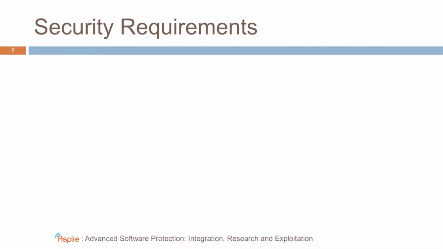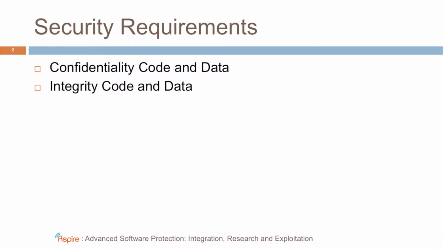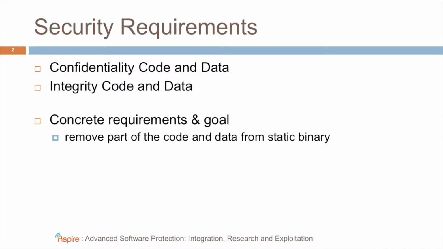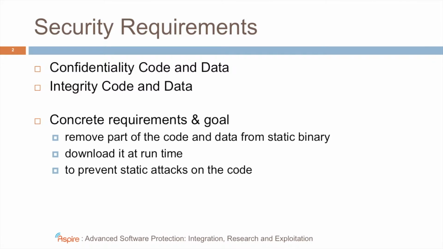In this case we focus on the security requirement of confidentiality of code and data, and also integrity of the code and data in a program. In this case, data refers to statically allocated data that's normally present in the binary. Concrete requirement and goal is that we want to remove part of the code and data from the static binary. And instead it should be downloaded at runtime just prior to when the data will be accessed or the code will be executed, and this way we prevent static attacks on the code.